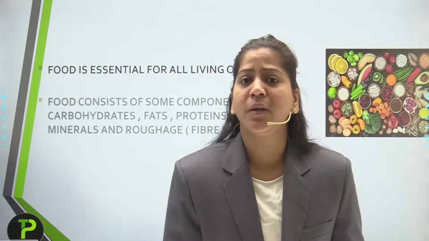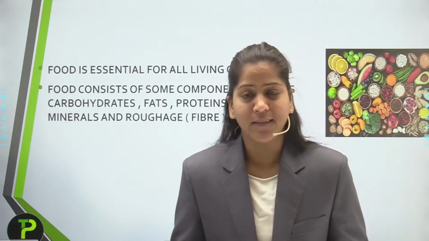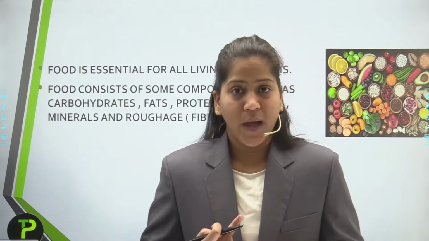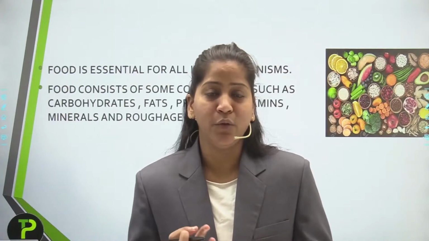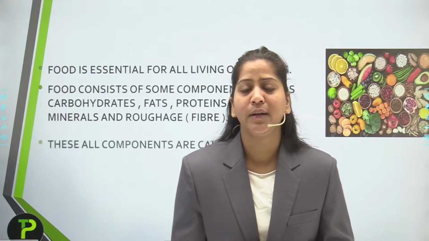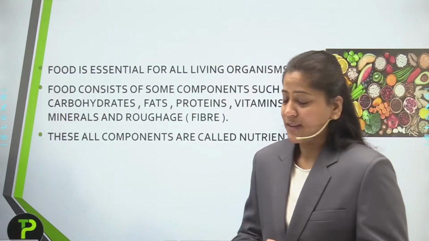So the food which we eat or which animals eat or any organism which eat food are composed of some components such as carbohydrates, proteins, fats, vitamins, minerals, etc. All these components which I have told, carbohydrate, vitamins, minerals, fats, proteins, all these components are known as nutrients. Next point in our slide is all these components are called nutrients as we have said.